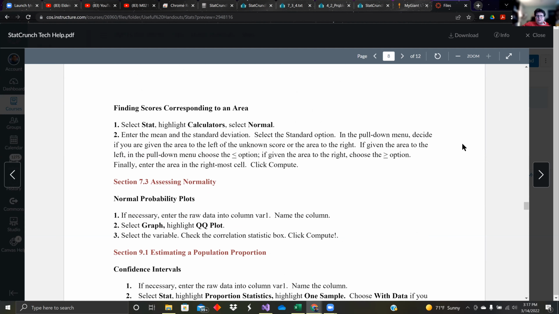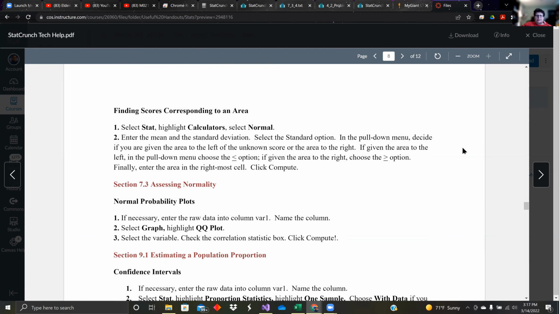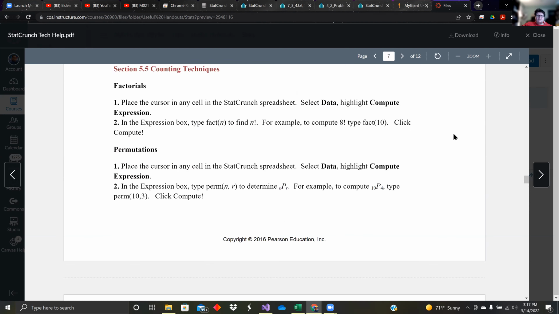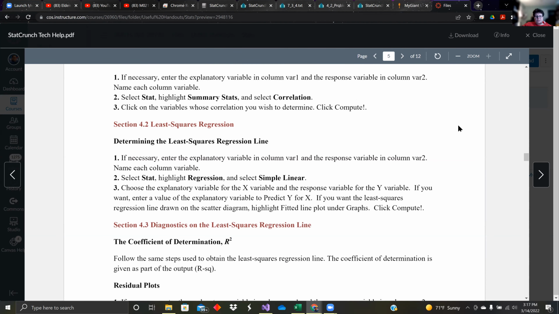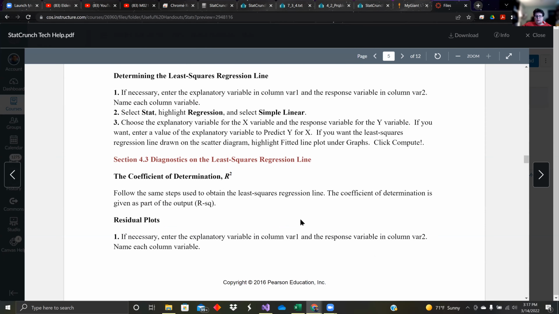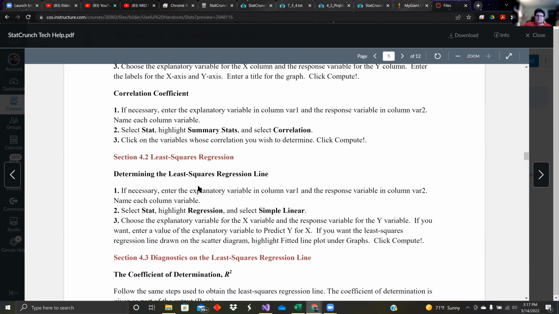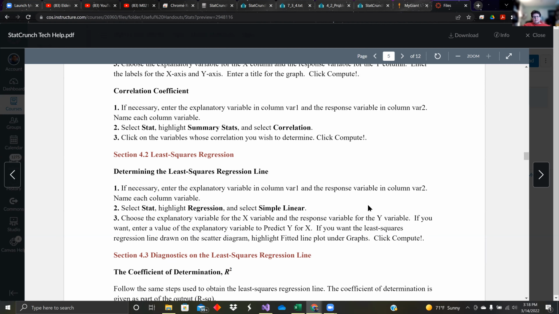This is always handy. If you're looking for something, come look for it in here. Like if we look in chapter 4, we didn't do contingency tables. In 4.3, we didn't go over this. It goes more into doing the residuals and stuff like that. But I had told you could do stats, summary stats, and correlation. And I also told you could do stats, regression, simple linear. So if you missed something, you can always come back here and look.